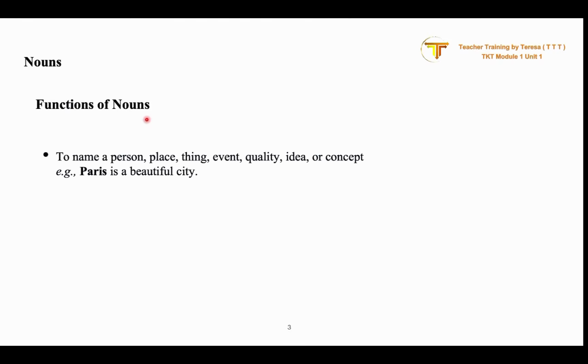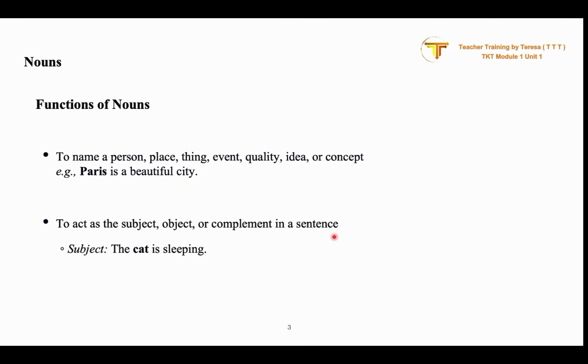Nouns. Functions of nouns. To name a person, place, thing, event, quality, idea, or concept. Paris is a beautiful city. To act as the subject, object, or complement in a sentence. Subject: The cat is sleeping. Object: She loves chocolate. Complement: He is a teacher.